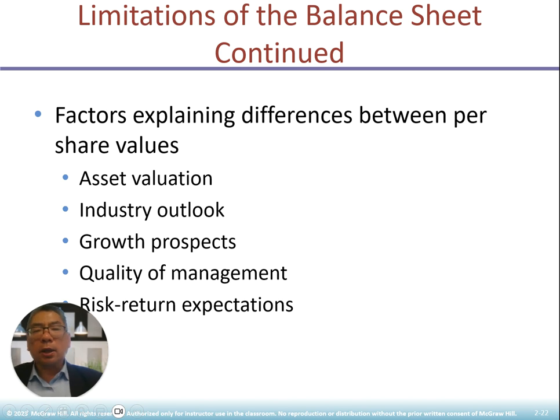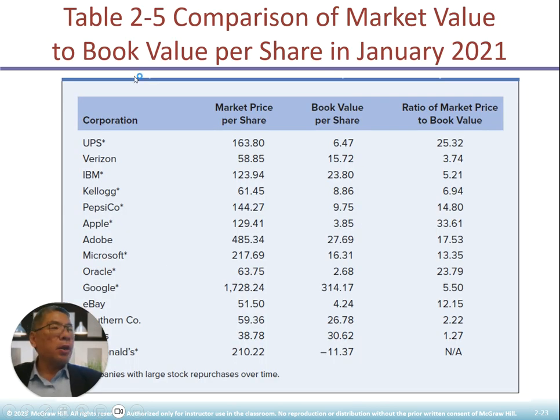We're going to look at the comparison of market value to book value per share, January 21 here, from UPS all the way to McDonald's. The ratio to book value, look at this. Example 1, IBM, $122.94, the book value 23. So it is 5 times over the book value. UPS is so high, 25 over the book value. Oracle, 23 over the book value, 12 times over the book value.